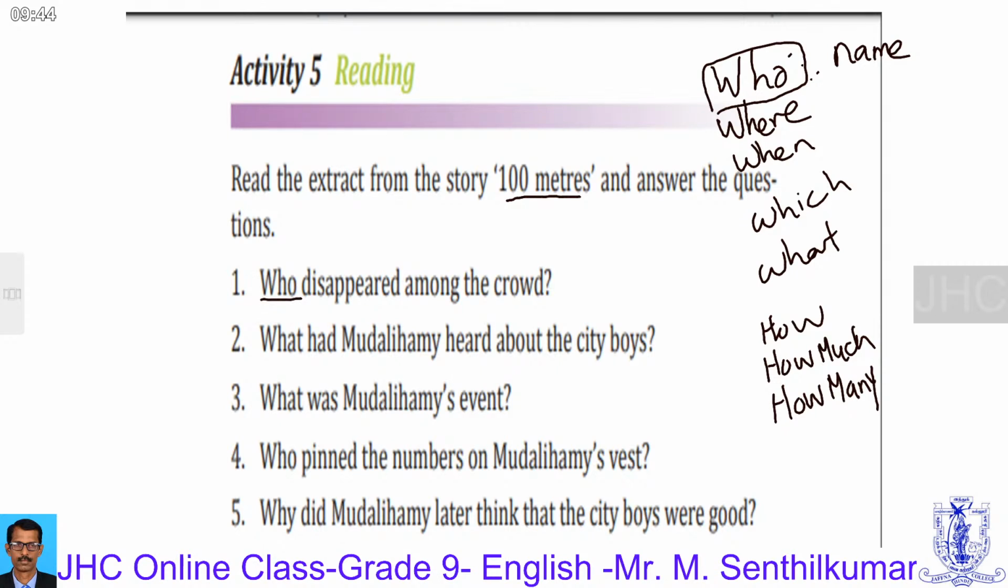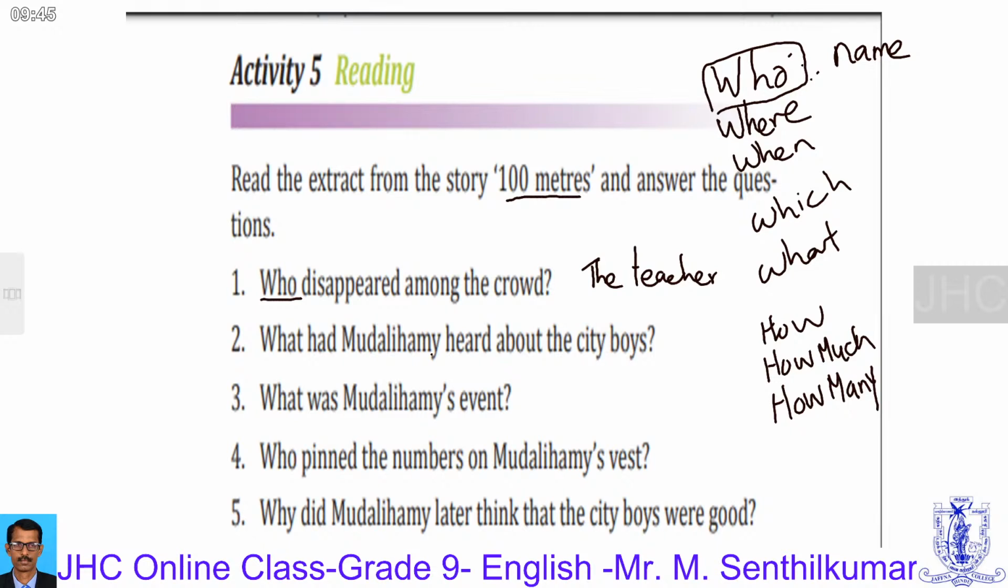So, for example, if the question starts with who, what is the possible answer? Name. Name of a person. In any question paper, right? They give the passage and ask you the question like this. Immediately, if the question starts with who, automatically understand the answer is the name of a person. Who disappeared among the crowd? So the answer is the name of a person. Here the person's name, what is the name? Anyone? The teacher. The teacher. Right? Teacher in charge of sports or something, they give it. You go and check it. The teacher.